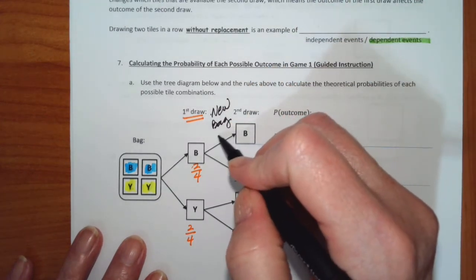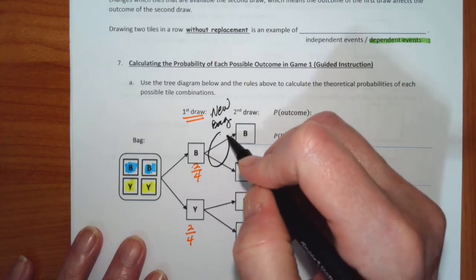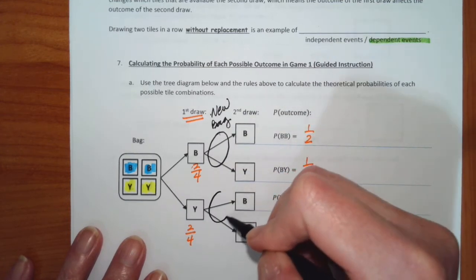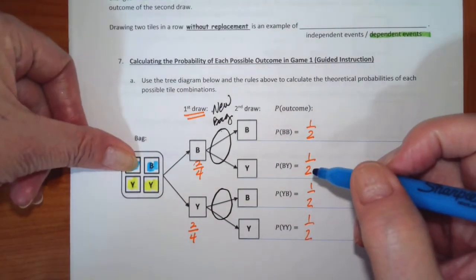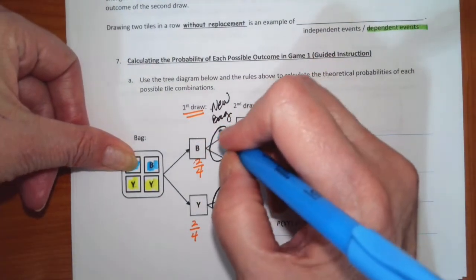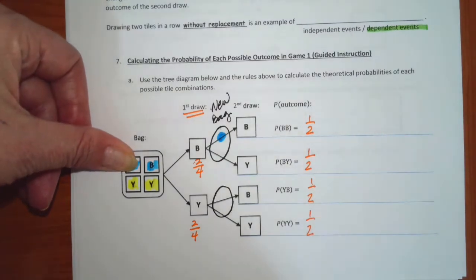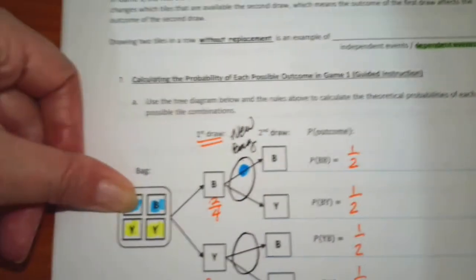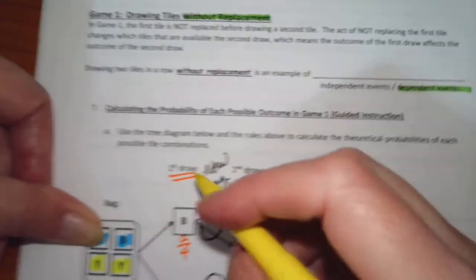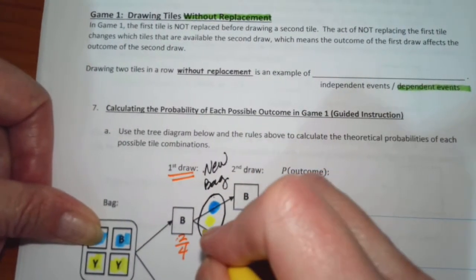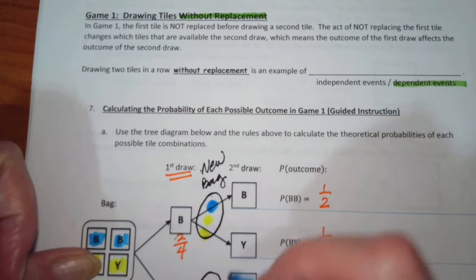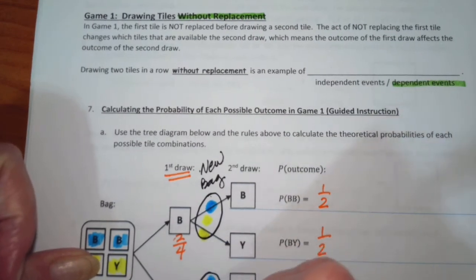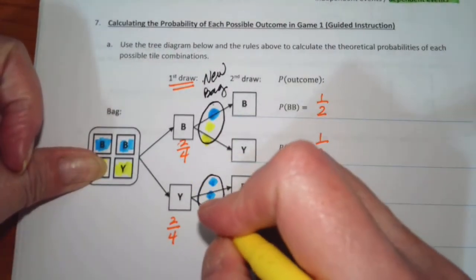Okay, so in here, before we do our second draw, the bag has been changed. For this one, if I pulled a blue, then I have a blue and I have 2 yellows. And I have a document camera that wants to get knocked around. Down here, if I pull a yellow, then what I have left are 2 blues and a yellow.